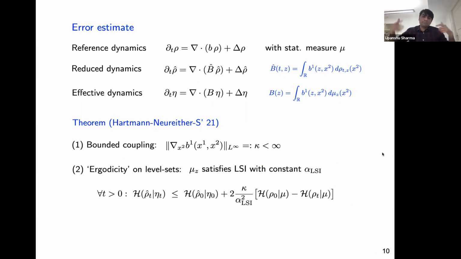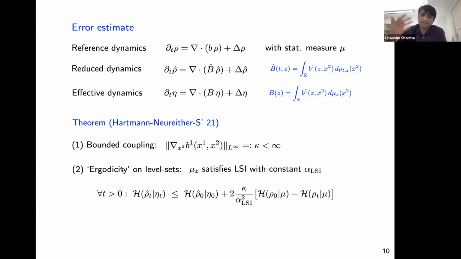Again, to remind you of the different players in this game, we have a reference dynamics, a drift diffusion equation where rho is a probability measure on R2. It has an invariant measure mu. What does that mean? If you plug in mu on the right-hand side, you get 0, so it is really an invariant distribution for this dynamics. You have this reduced dynamics, the Fokker-Planck equation for the first coordinate x1 of t. And then you have this approximate dynamics a la Legoll-Lelièvre, which says you can average out with respect to the invariant distribution. The question is, how close are they? Well, first of all, we need to assume what I call ergodicity on level sets.